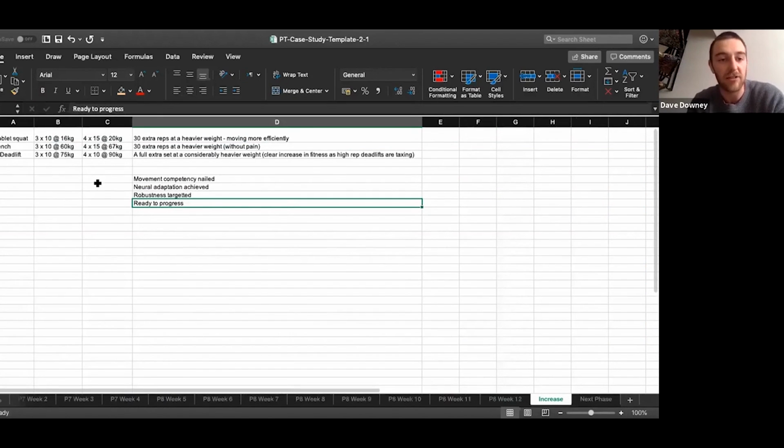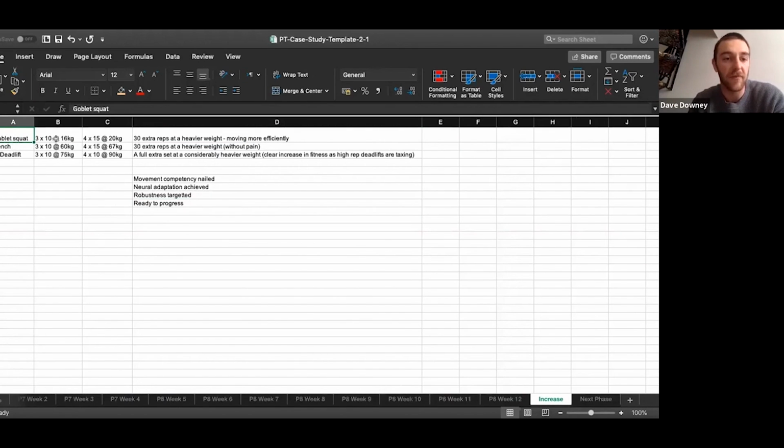So when we go to actually look at the increase, your primary lifts here, we've got your goblet squat. So we've got 3 by 10 at 16 kg. That's what we started off with. And we ended at 4 by 15 at 20 kg. So that's 30 extra reps at a heavier weight. But most importantly, the efficiency of movement has gone up. So the squat pattern has increased. So we've been working through that T-spine all the way through.